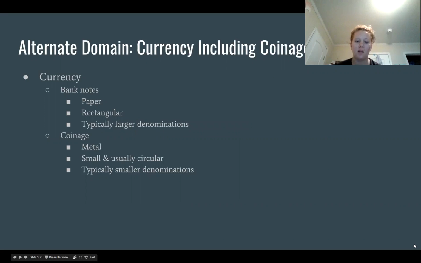An alternate domain is currency, which is a domain in and of itself, and typically it has two different types of currency. You have your banknotes and you have your coinage. Since we are focusing on the design, we went with coins because there was a more limited number of aspects to record. Banknotes can have up to 5 or more different images on them, whereas coins typically have 1 to 2. And so that made it easier for us to create records.